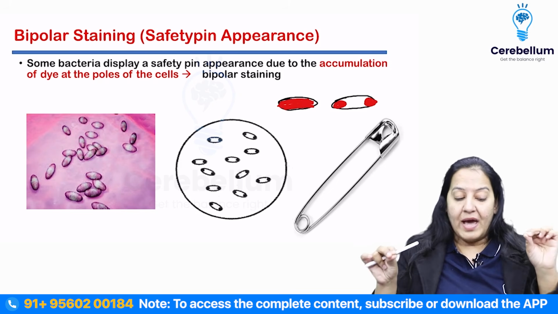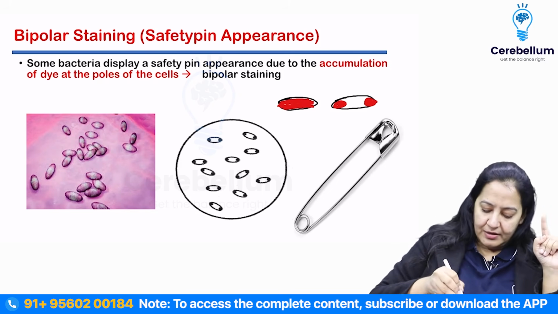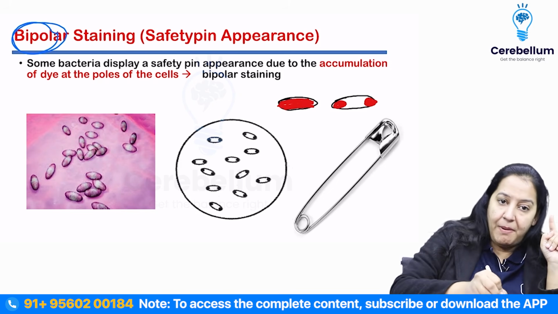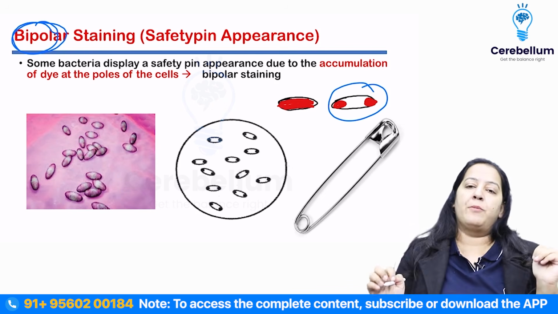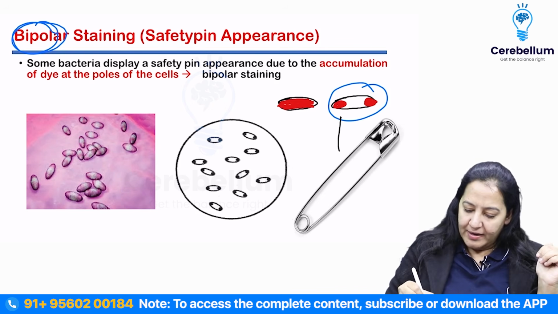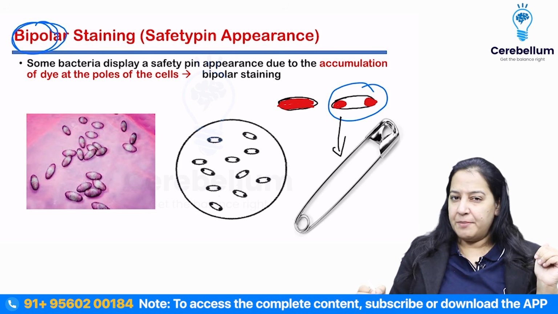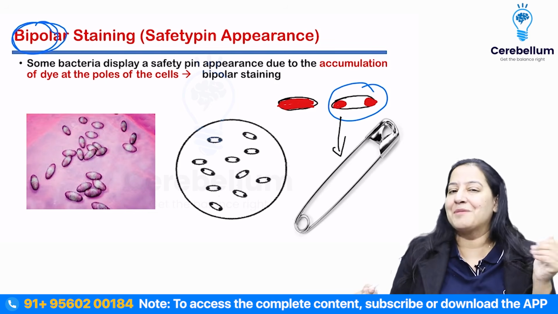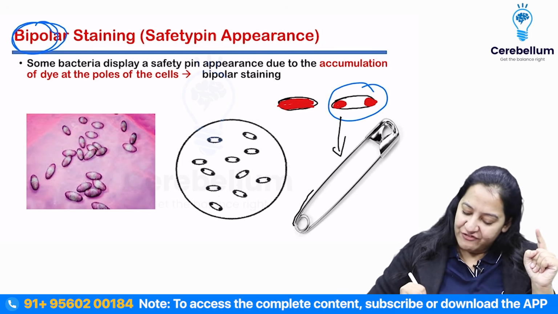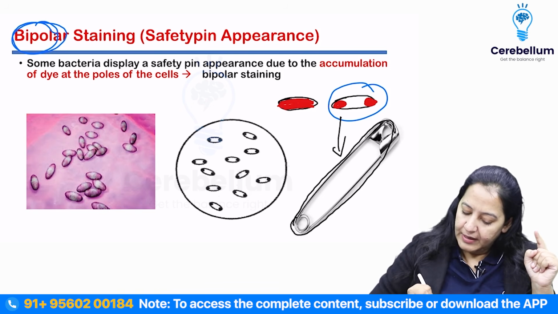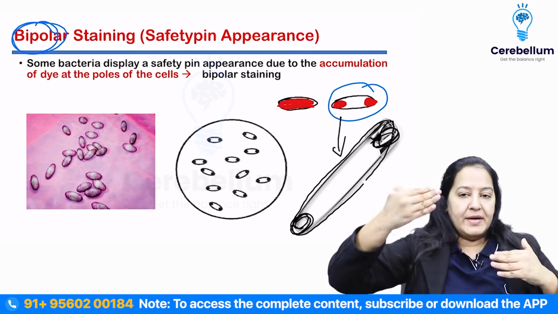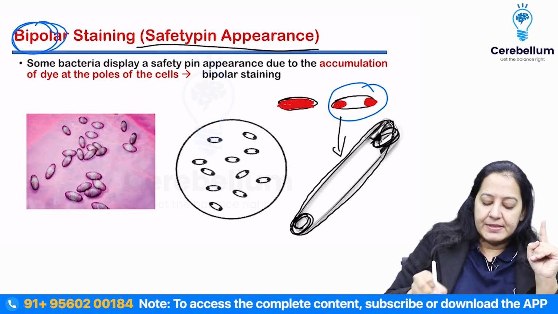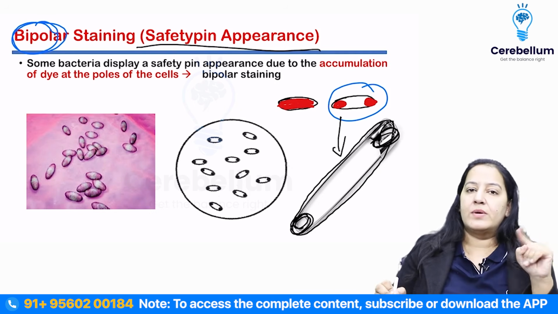So, it is known as bipolar staining. Can you see the word bipolar? Bipolar, because the stain is present at the two poles. Now see this diagram and imagine a safety pin. Have you seen a safety pin at your home? It is a multi-purpose pin, right? So this is a safety pin you can see here. It looks like the stain is at the two corners, at the two poles. So it's known as safety pin appearance. It's a very important MCQ.